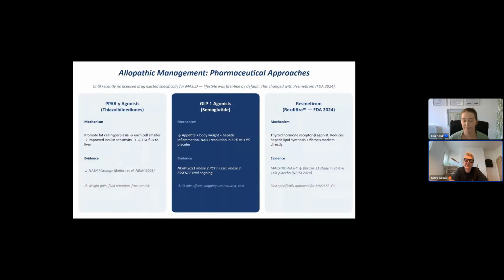Then we can talk about the GLP-1 agonist, so semaglutide. Who's not talking about it at the moment? But it's being the most studied. It's generating quite a lot of excitement. The phase 2 trials showed a 59% fatty liver resolution versus 17% on placebo.